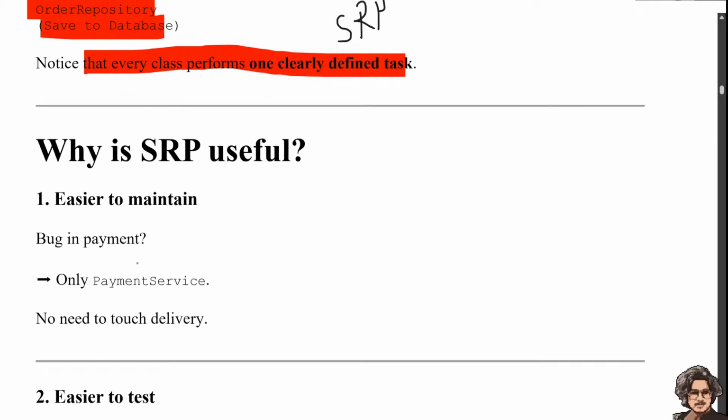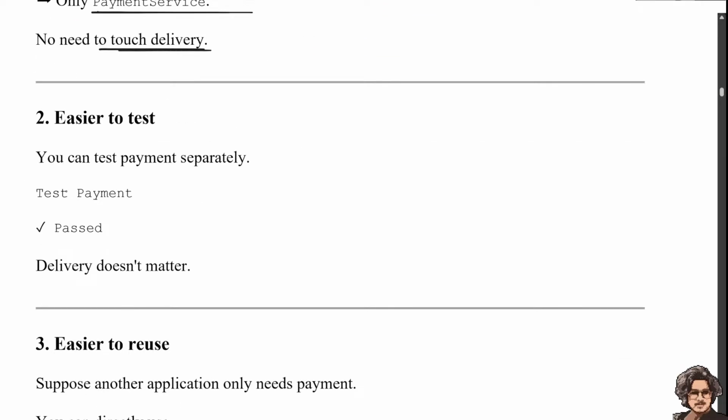Why is the single responsibility principle useful? It is easier to maintain. If there is a bug in the payment, we can fix it and only the payment service has to be checked. No need to touch the delivery or assignment things. It is easier to test: you can test the payment separately, and whether delivery passes doesn't matter.